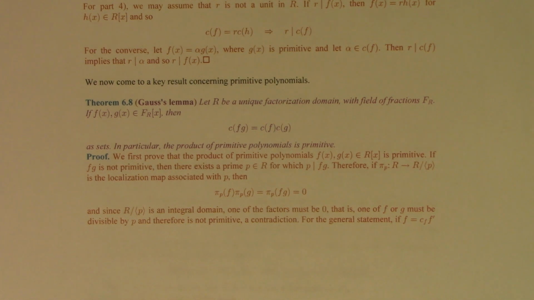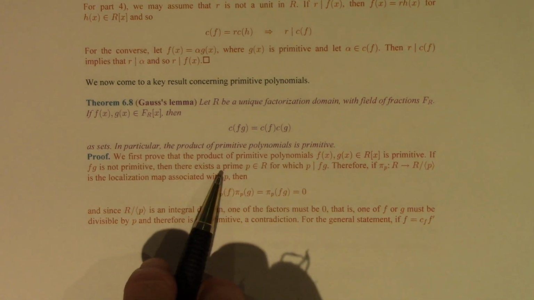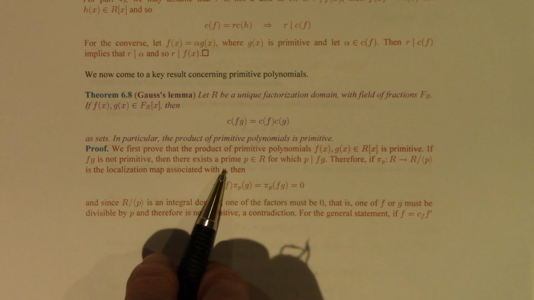If you have two primitive polynomials, that means their coefficients are relatively prime, each of them separately. You multiply them together, that involves a lot of cross products and a lot of interaction between coefficients of different powers of x. You wouldn't want to jump to the conclusion that the resulting product also had relatively prime coefficients because of all the intermixing of the coefficients. Gauss's lemma says it does. And here is a more or less standard proof.